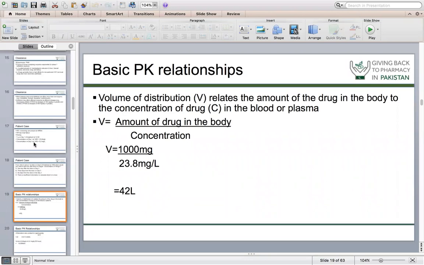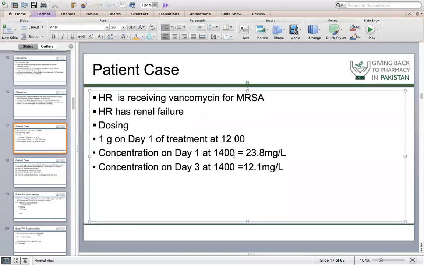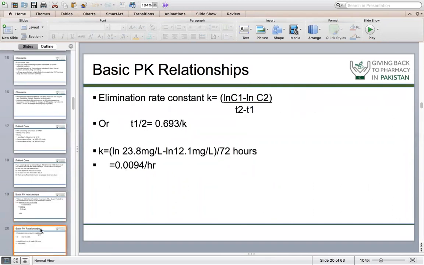and get the volume of distribution for this kind of drug. We are given 1 gram as the amount of drug, and this is the concentration, 23, the initial concentration after giving the dose. We substitute these values here and we get a volume of distribution estimated as 42 liters.